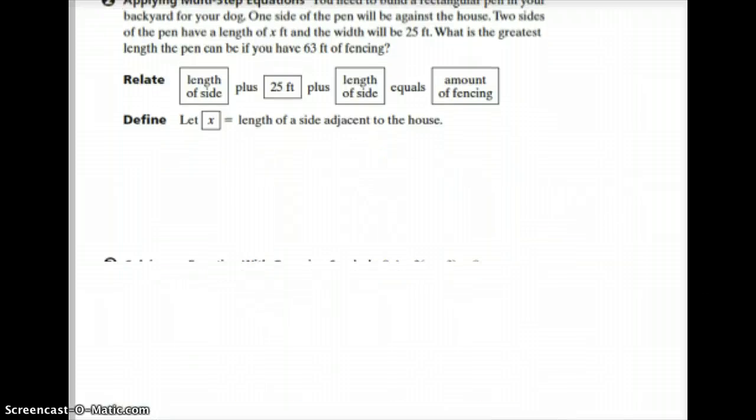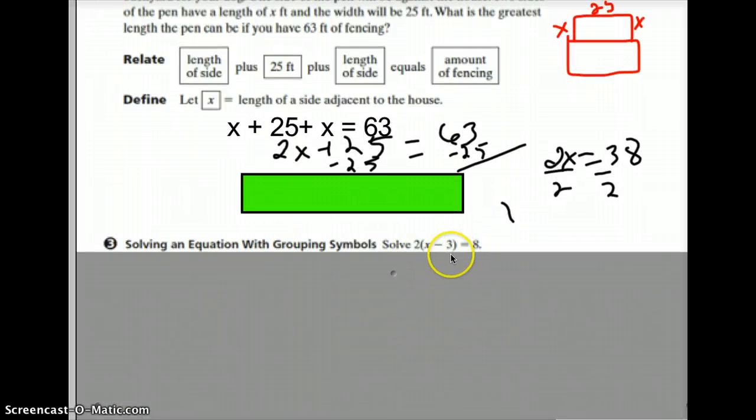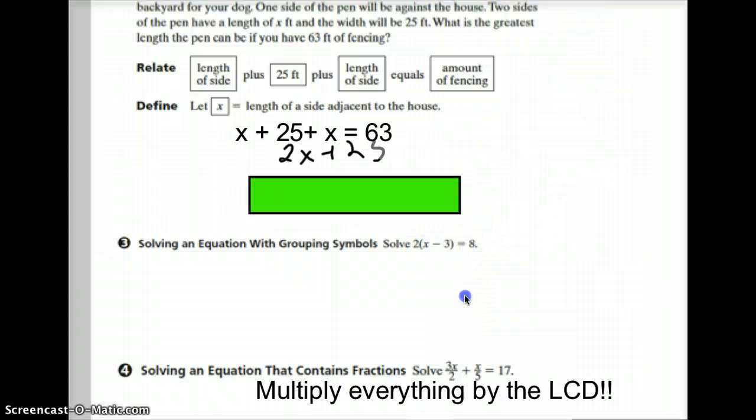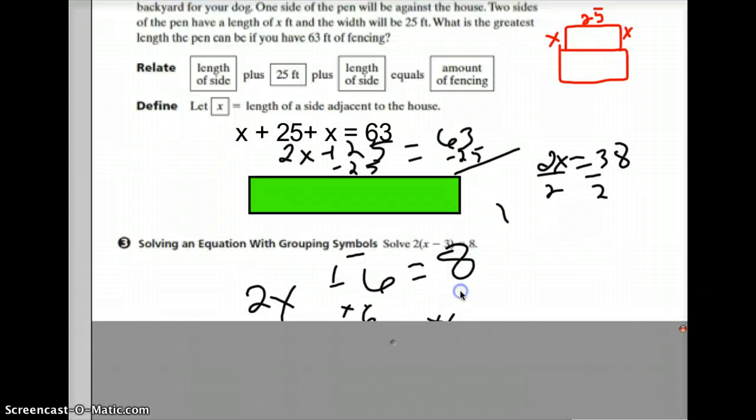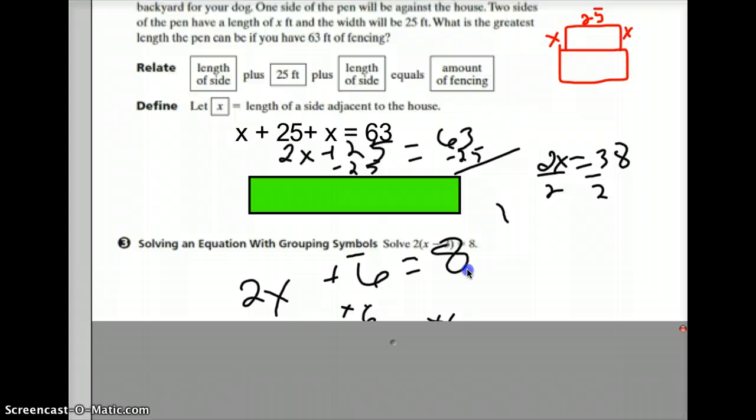Moving on to the next example, notice we have a parentheses here, so we're going to have to use the distributive property. And that's going to be the first thing we need to get rid of, and that's something you always need to do almost immediately, is get rid of the parentheses if you have distribution. So we are going to distribute that 2, and notice we get 2x plus a negative 6.